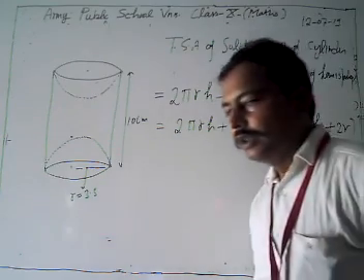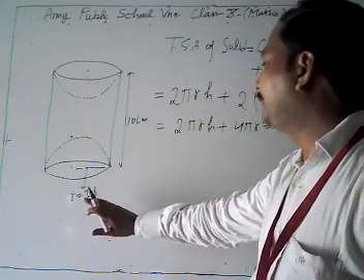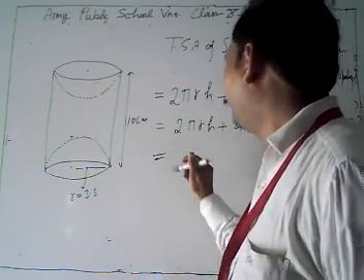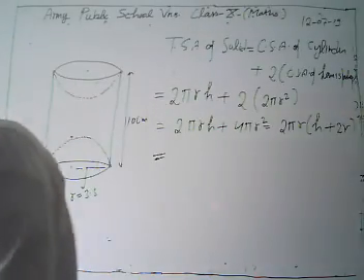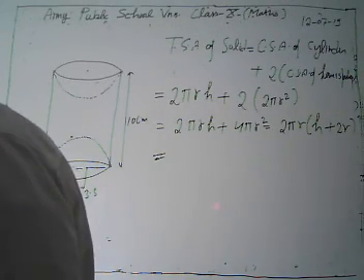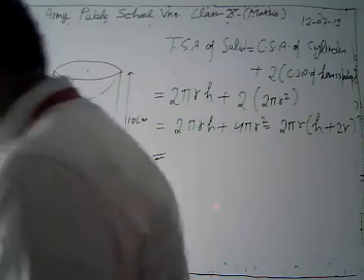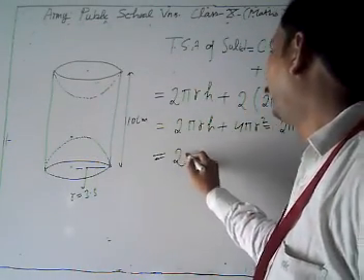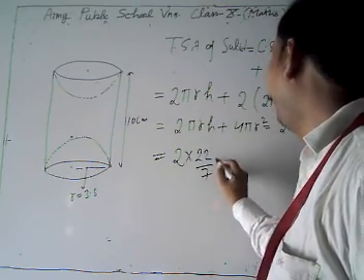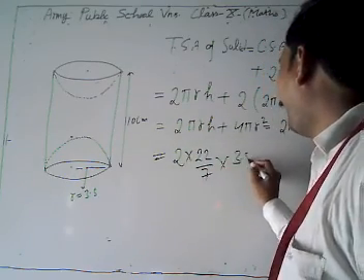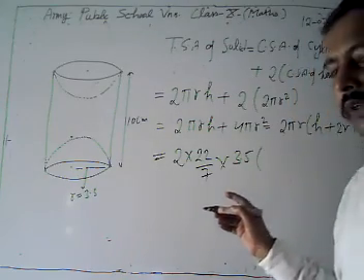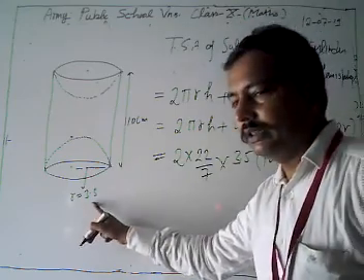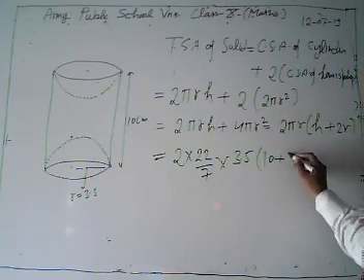Now look, what is given there? We have the value of r as 3.5, and the value of h is 10. Let's check the values given in the problem. The height is given. So we take 22 by 7 there, and 2 into 22 by 7. The value of r is 3.5. Now put the value of h. Our h is 10 plus 2 into r. R is 3.5, so 2 into r means 7.